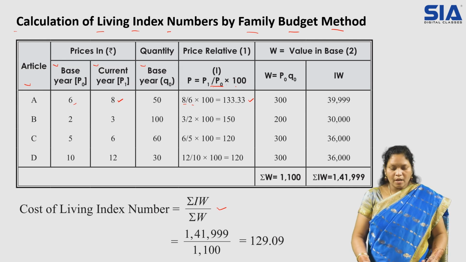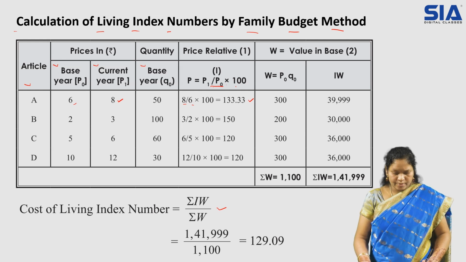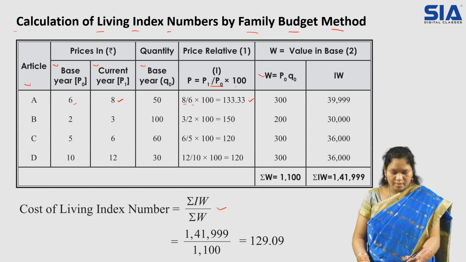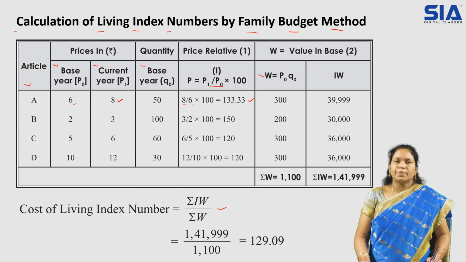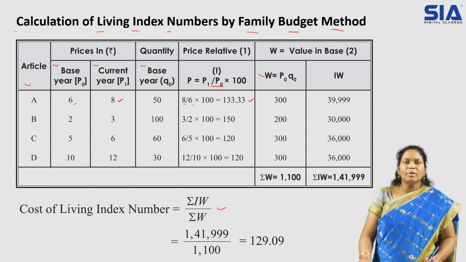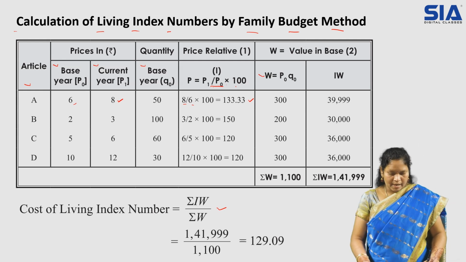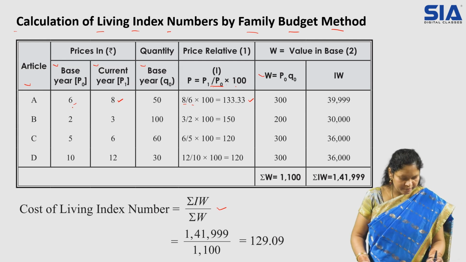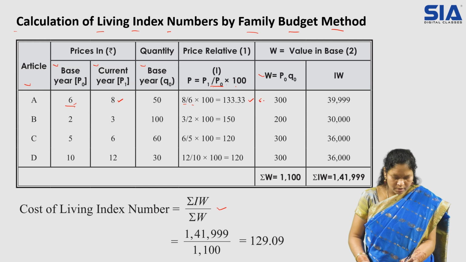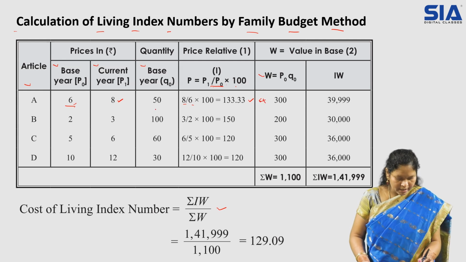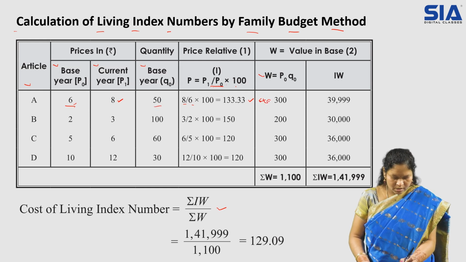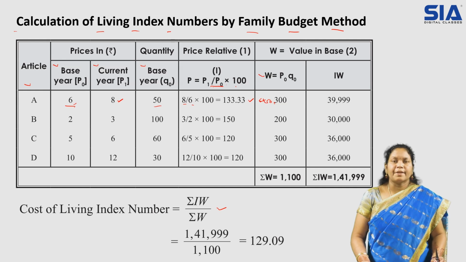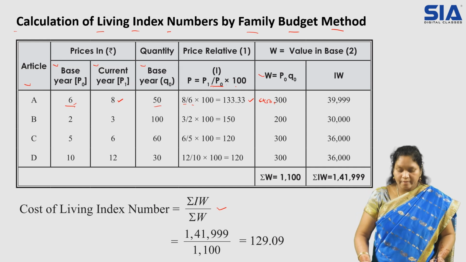Now let us go for obtaining the W value. The W formula is W is equal to P0 Q0, which means the P0 value we have to multiply with the Q0 value. So the P0 value, what do I have? I have 6 here. P0 is 6, into Q0 I have 50. So 6 into 50 is 300. So like that, go for all other values.